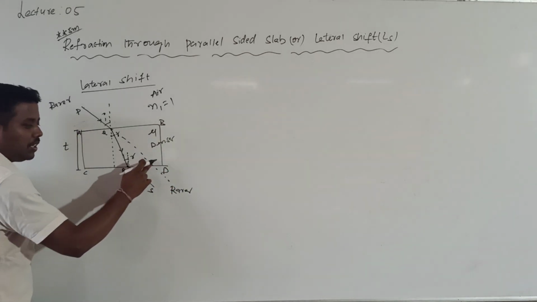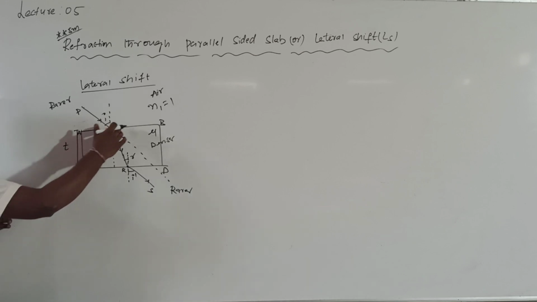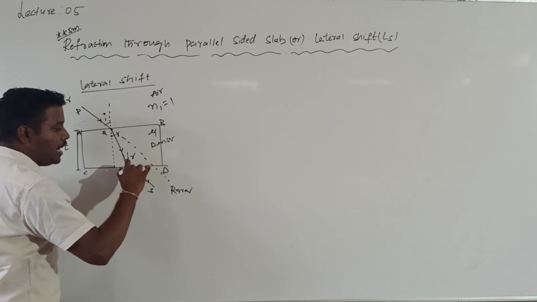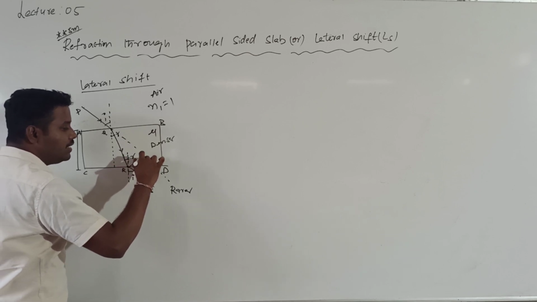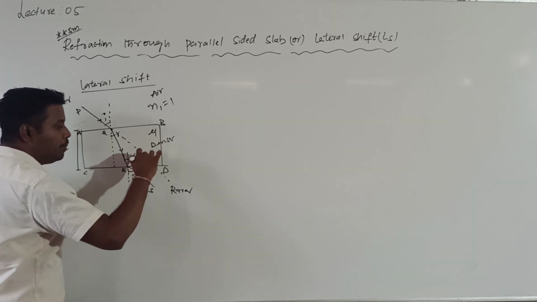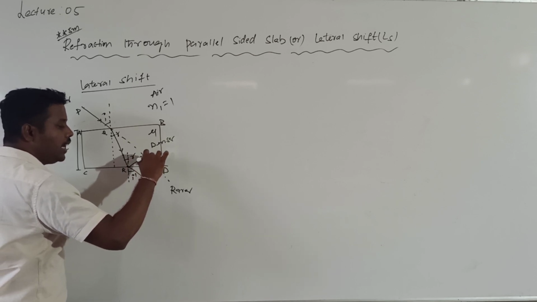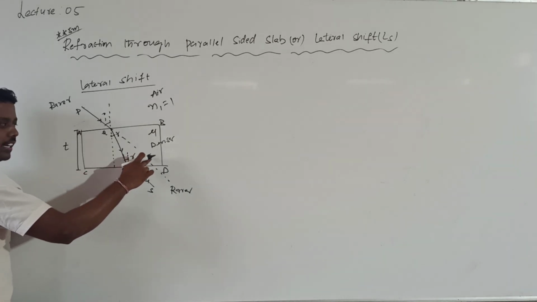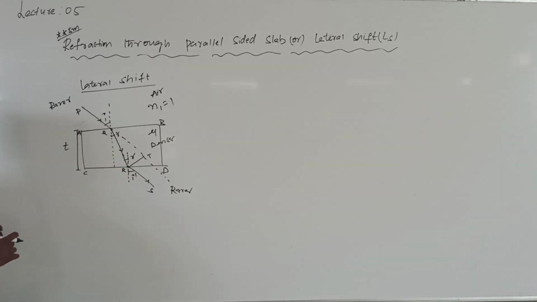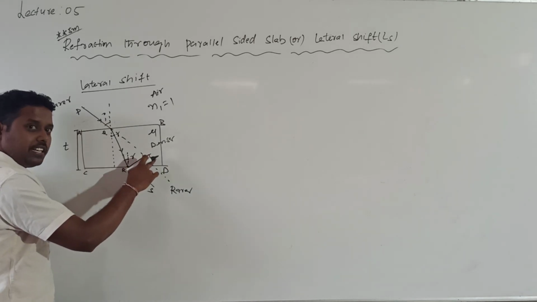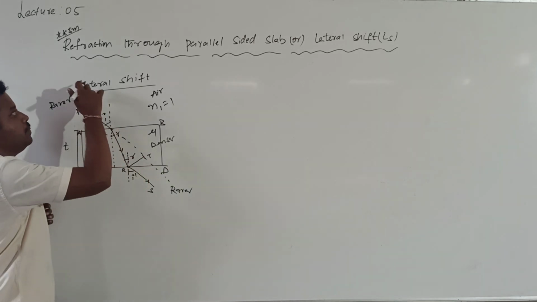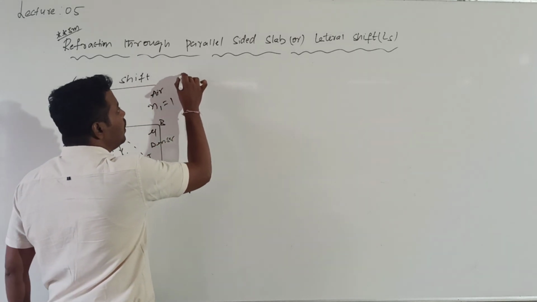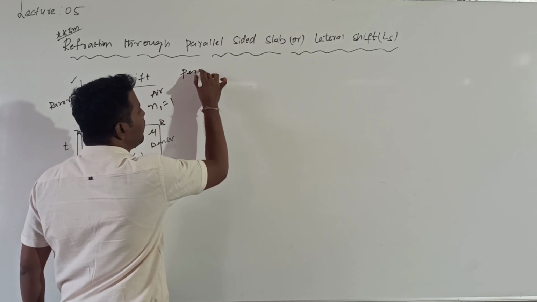Actually, the light ray should travel like this. Now the light ray was bent. So what is the perpendicular distance between the emergent ray and the direction of the incident ray? If I draw a perpendicular, can I call it RT? What is RT? RT is the perpendicular distance between the incident ray and the emergent ray.